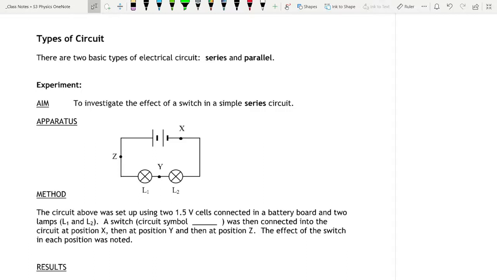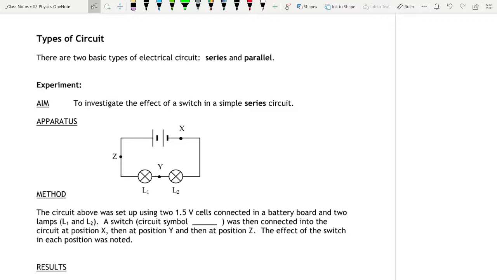So we're going to start with the two types of electrical circuit, series and parallel. Okay, so series is there's one big loop of a circuit and there's no branching off to go other places. So it's like you're all holding hands in one big circle. Okay, that's a series circuit. And a parallel one is there's more than one route for current to flow.